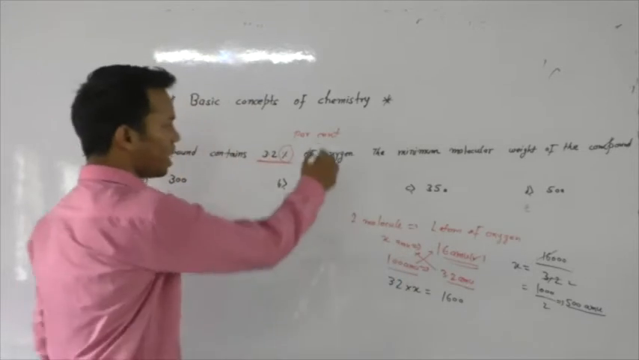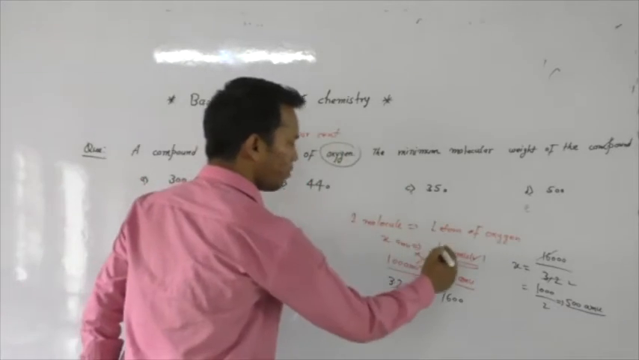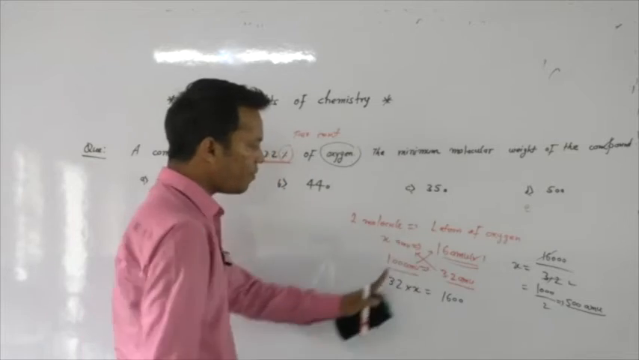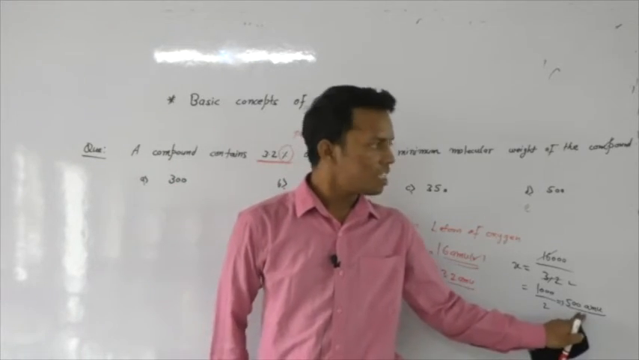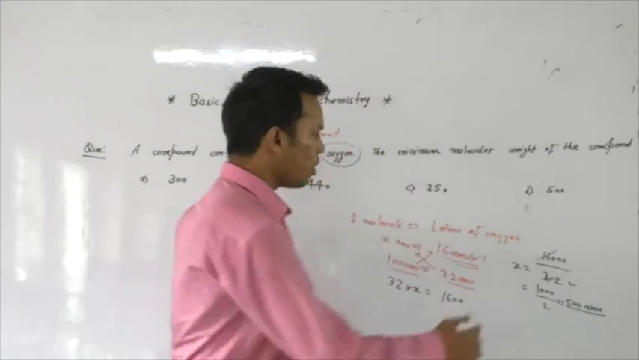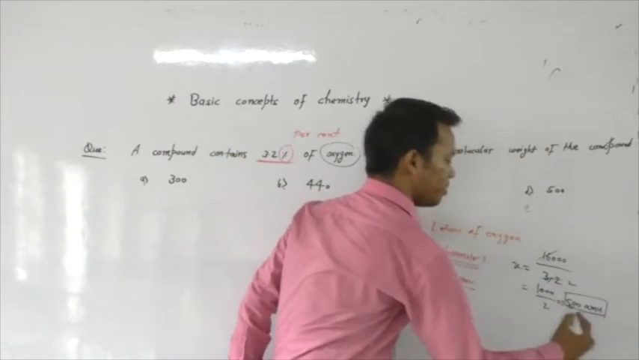In the same way, they are asking for nitrogen. Simple, what you have to do: here 14 AMU. Everything else will be the same. Only thing is the answer will be different now. So 500 AMU is the correct answer.